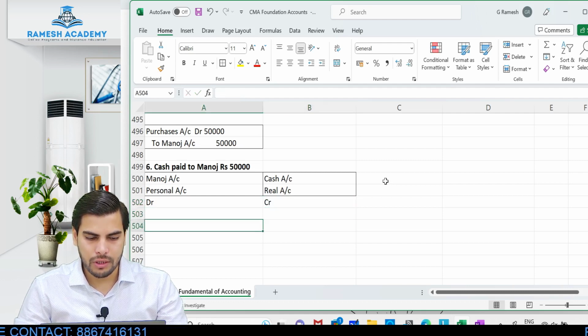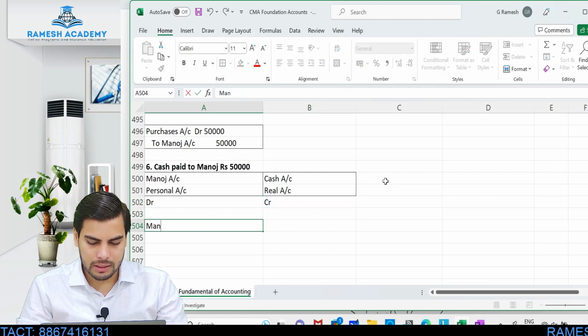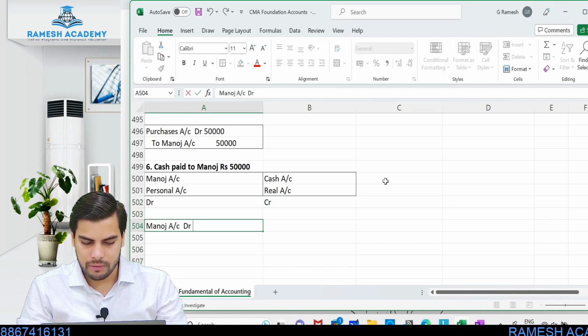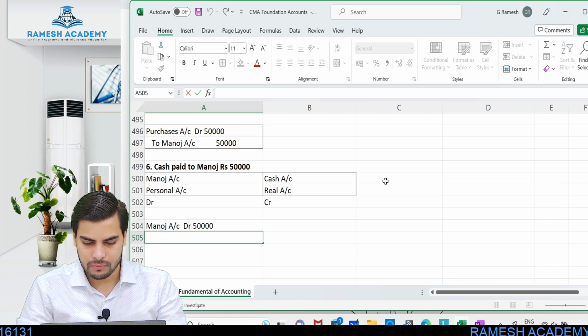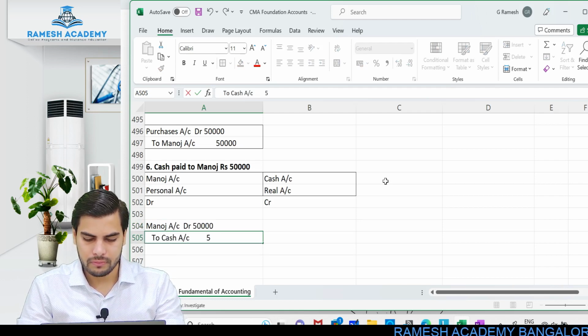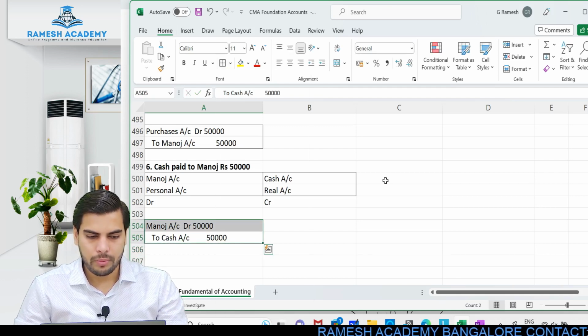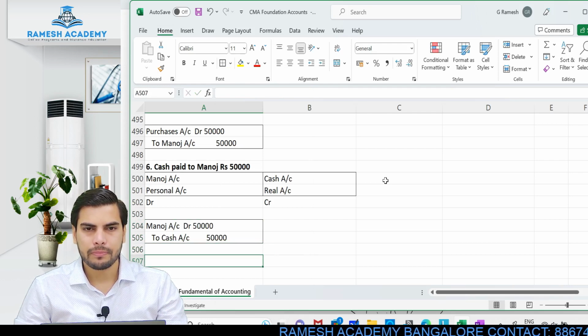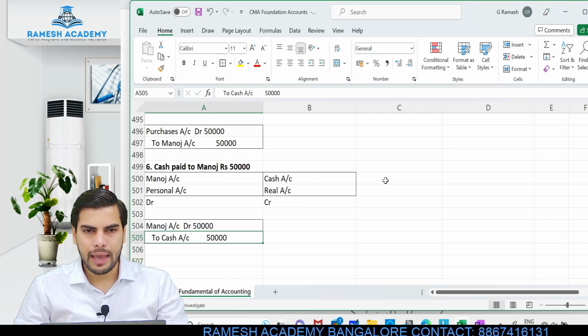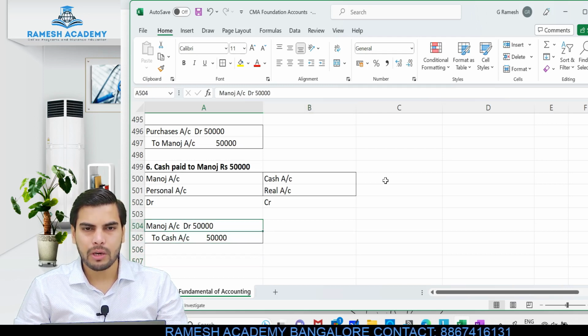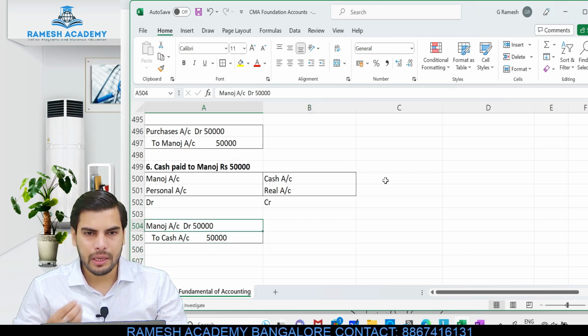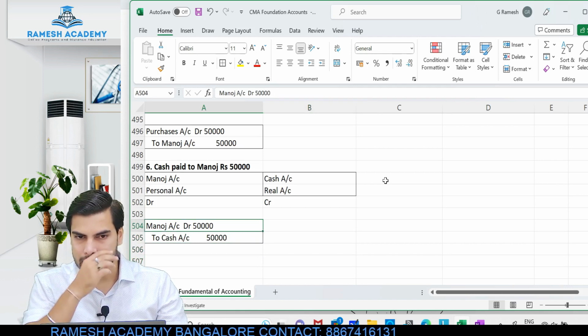So what will be the journal entry? The journal entry would be like this: Manoj's account debit 50,000 to cash account 50,000. This would be the journal entry. Is this clear? Simple, guys, the cash is going out, that's the reason I am crediting. Manoj, who is a personal account, debit the receiver of benefit. Earlier he was the giver, therefore we had credited. Now he is receiving the benefit.